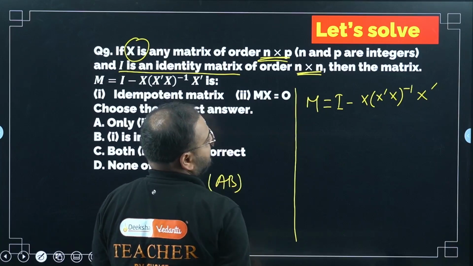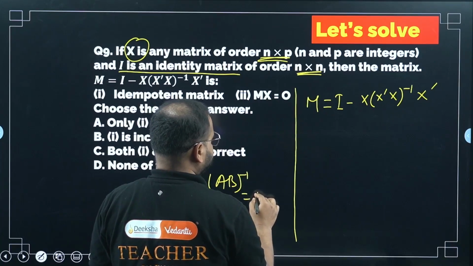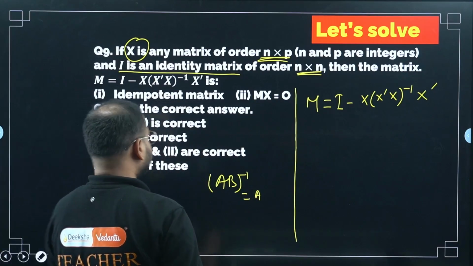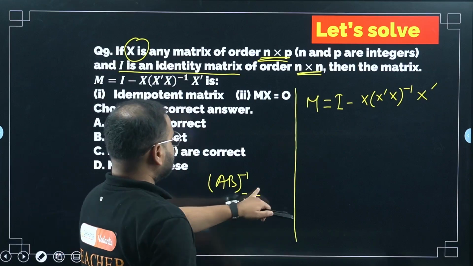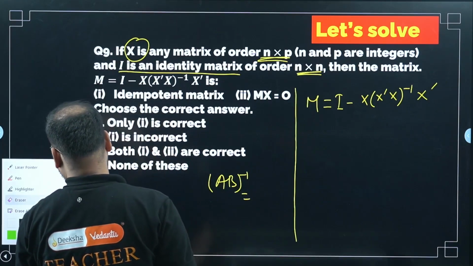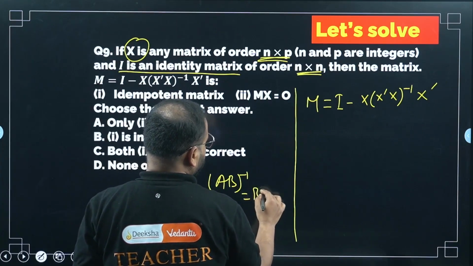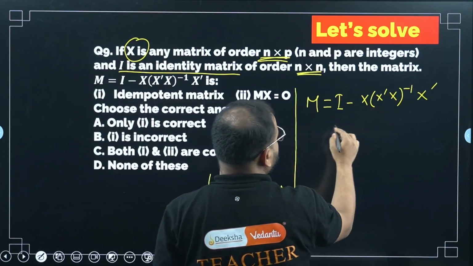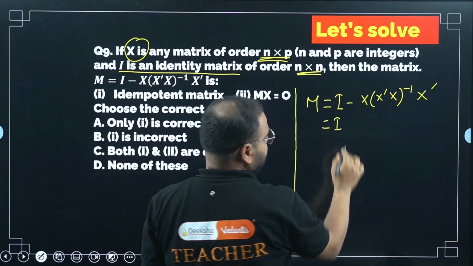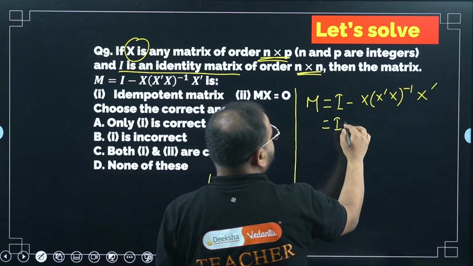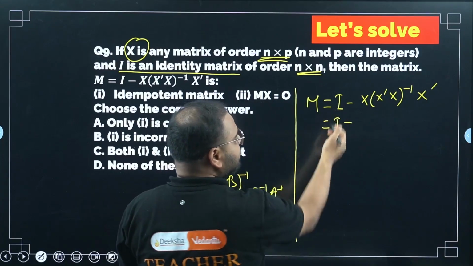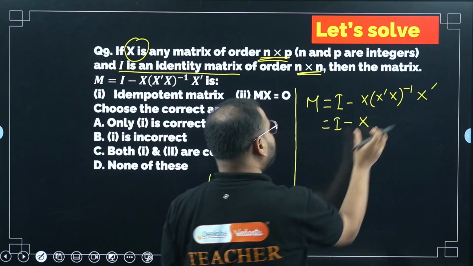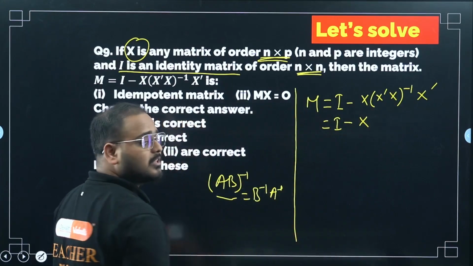AB inverse is nothing but, sorry, a mistake, sir. First B will come. So B inverse, A inverse. We have learned this property, right? So I can apply this here. The identity matrix will remain same, and X will also remain same. But the inside bracket part will apply working using this rule.